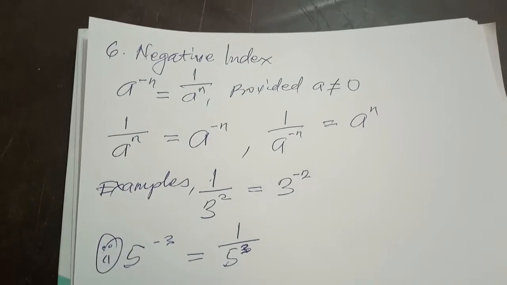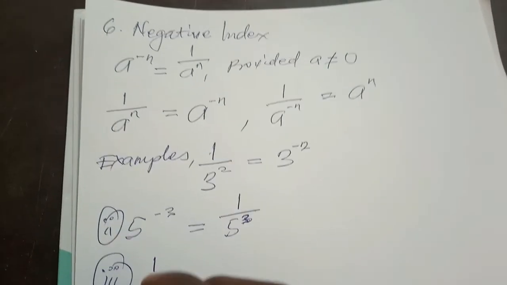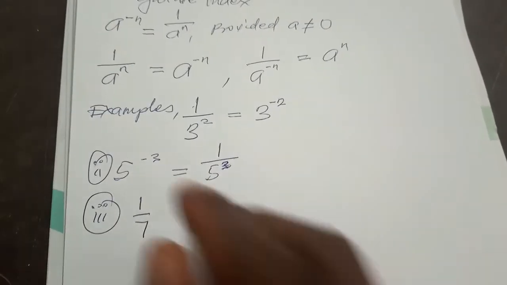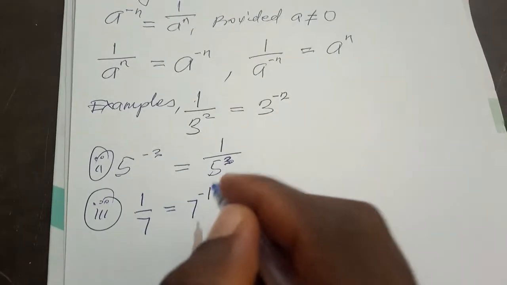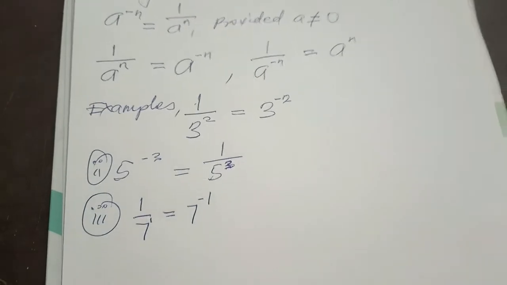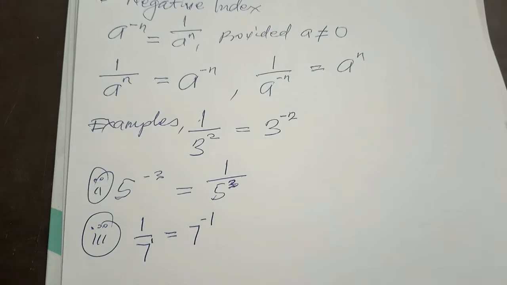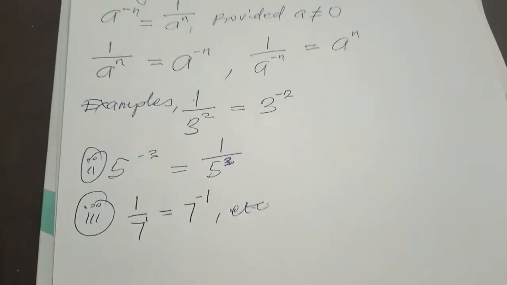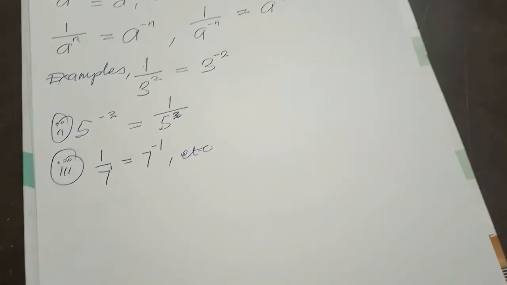And then maybe we take the last example, 1 over 7. What will it be? Good. That will give us 7 exponent negative 1, because the 7 here is having a 1 that is invisible. So when we bring it up to stand on its own, it becomes negative 1, etc. You can continue. It applies to any number at all, provided that number is not a 0.